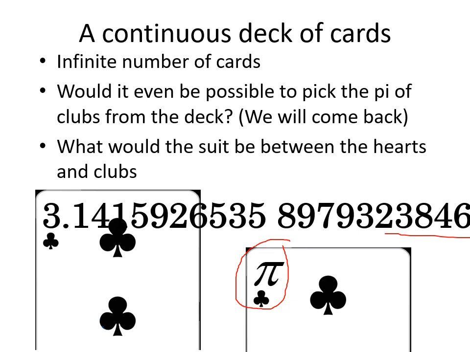And what of the suits? I mean, if this deck is continuous, what's halfway between a spade and a heart? A spark? I don't know. So in theory, you could have continuous suits as well as continuous numbers. And theoretically, then there would be an infinite number of cards in this deck. Okay, and so would it even be possible to pick the pi of clubs? And we're going to come back to that.